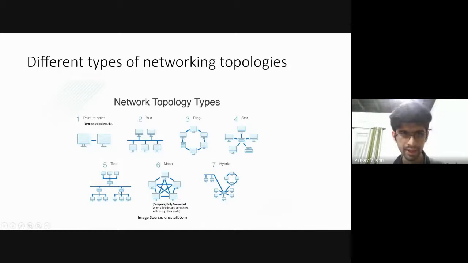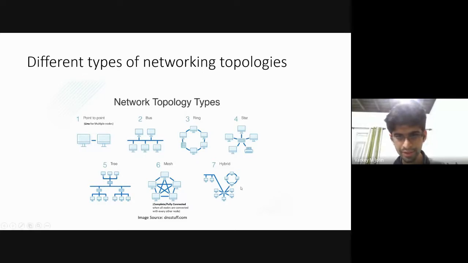Similarly, we have the tree, which connects multiple other networks together into a single bus topology. Then the mesh topology is there, which connects multiple devices together. It need not be completely or fully connected, as in it need not connect all devices together. If it connects all devices together, it is called a fully connected or a complete network. So the mesh network just connects at least a few together.